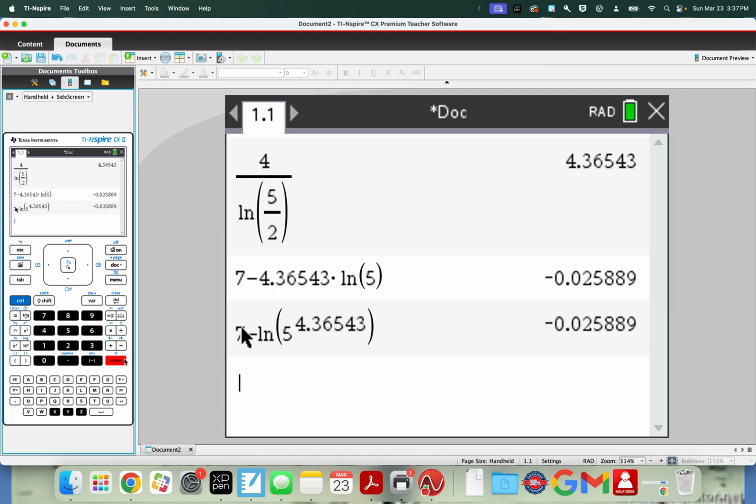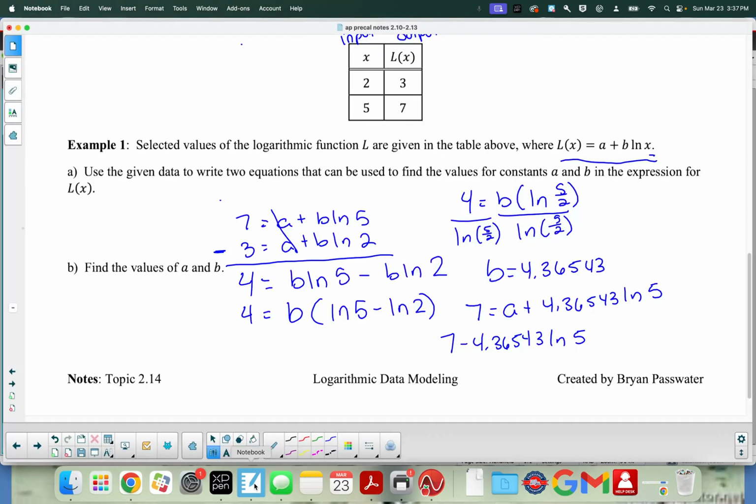So A is negative 0.0259. And you've done it. Again, this is all just using the calculator. That's what it's for in this case, because this is not something you're going to want to do without a calculator. And again, you can use Desmos for this as well.